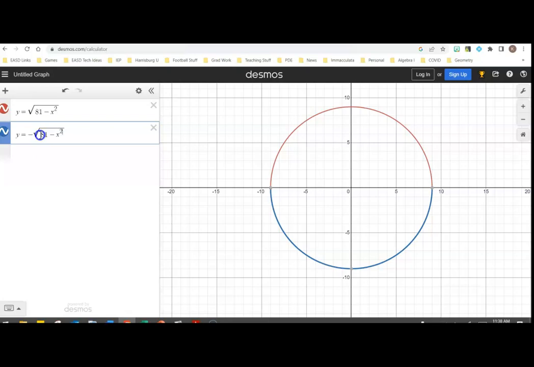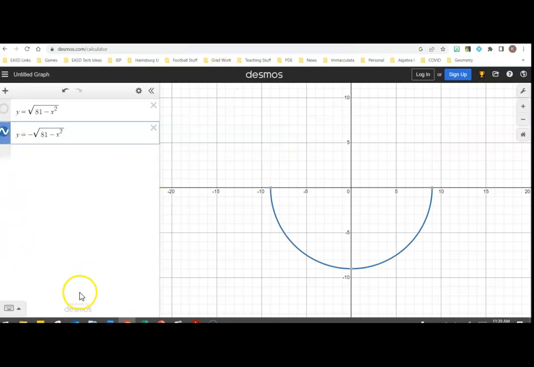Remember, if we just type in the square root of something, our technology does not like to graph things that are not functions. This is clearly not a function because it fails the vertical line test. What we can see here is that the positive square root is going to be the upper half of the circle, and the negative square root is going to be the lower half of the circle.